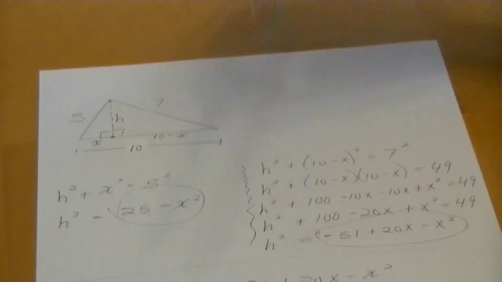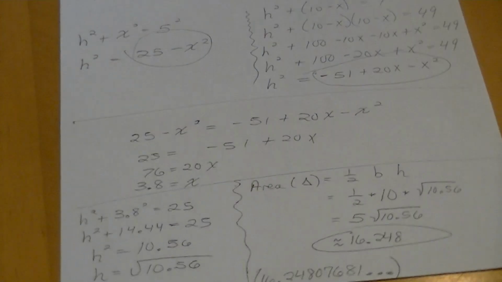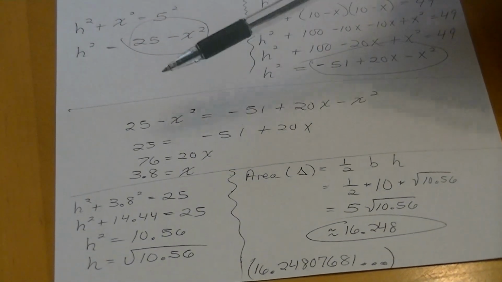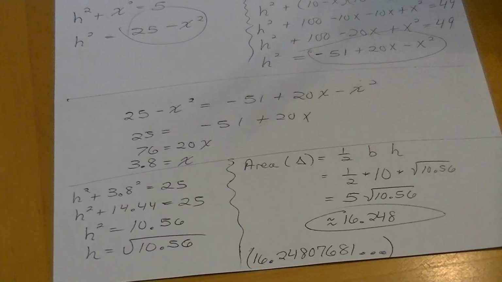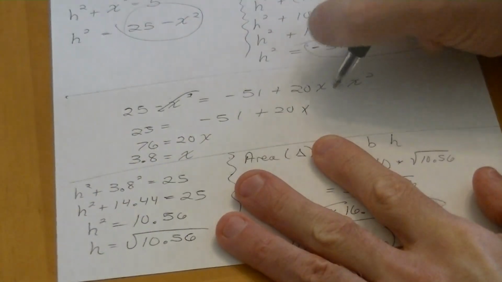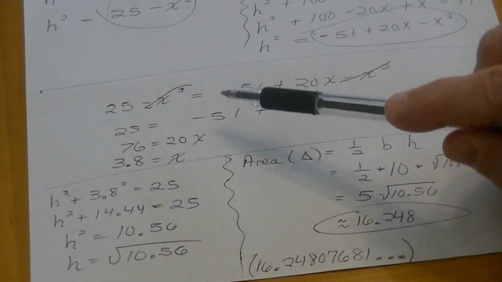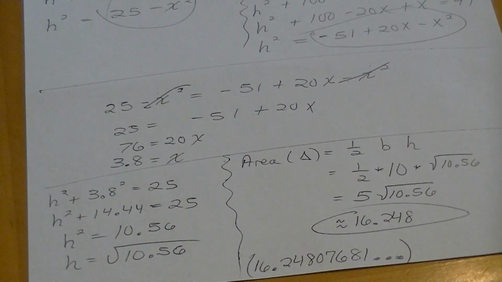Down here I did that. And the only nice part of this whole process is there's a minus x squared on each side. So by adding x squared to each side, those terms cancel out. So we just have this little linear equation. I added the 51 to both sides. I divided by 20. So x is 3.8. That's the good news. Bad news is we didn't want x, we wanted h.